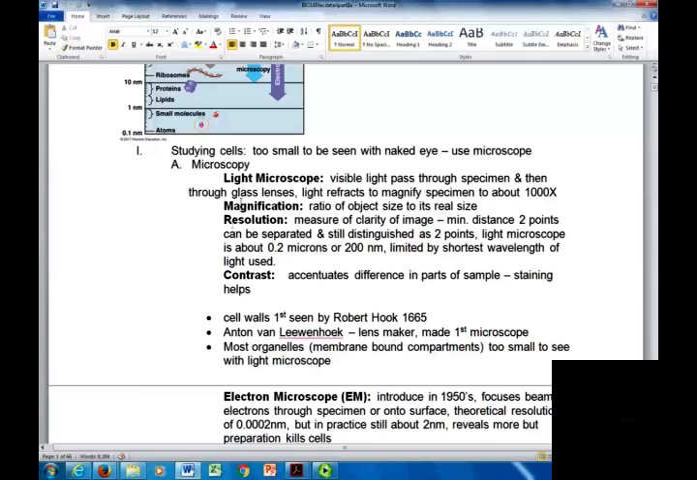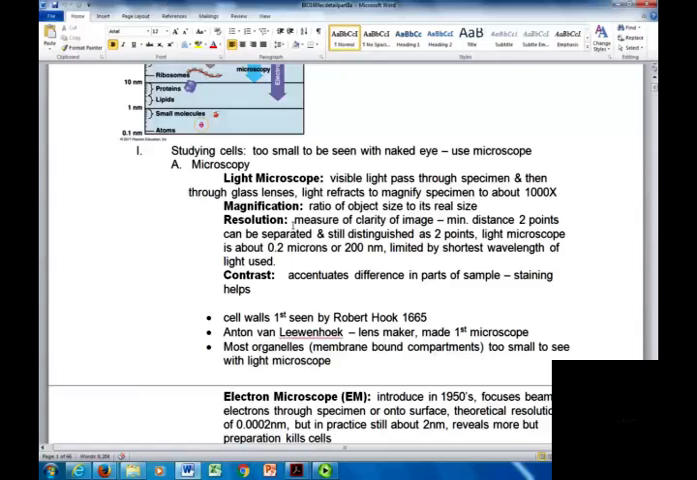Some cells we don't need to view at 1,000 times magnification. The magnification is going to be the ratio of the object's image size to its real size. So how much bigger does it appear when you look at it underneath the microscope? The resolution is the measure of clarity of the image. That can be defined as the minimum distance at which you can distinguish two separate points as two separate points.